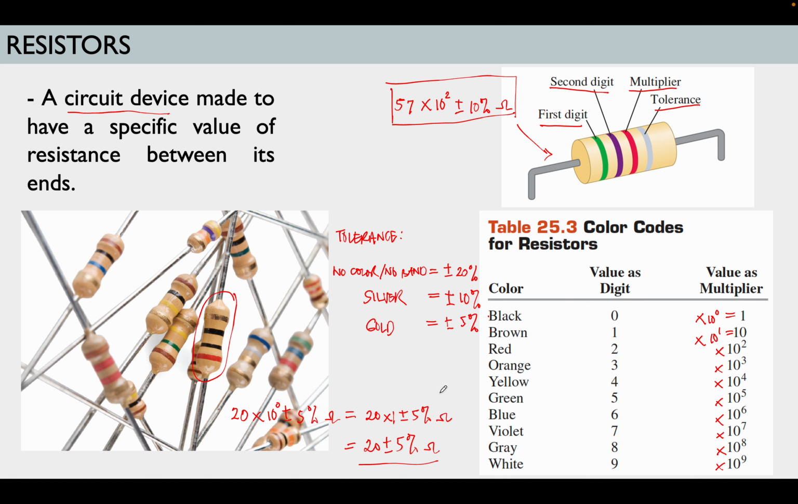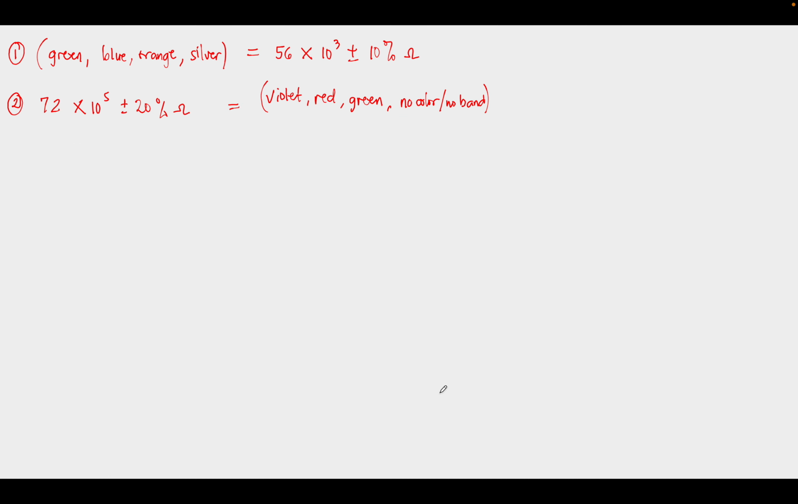Okay, so for our next topic, we will be discussing all about resistors, how to solve for the total resistance in series and in parallel, or in a combination of series and parallel. So that is for our next lecture discussion video.